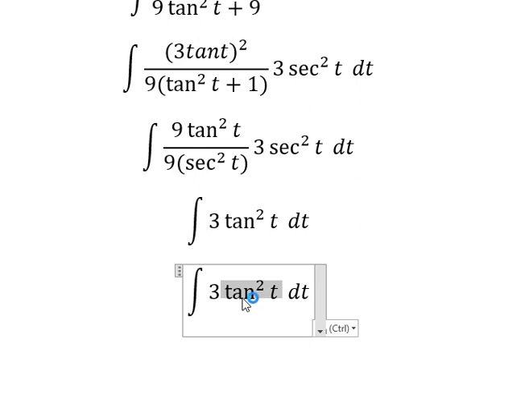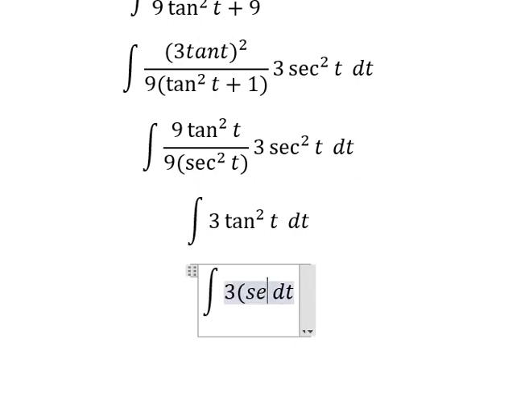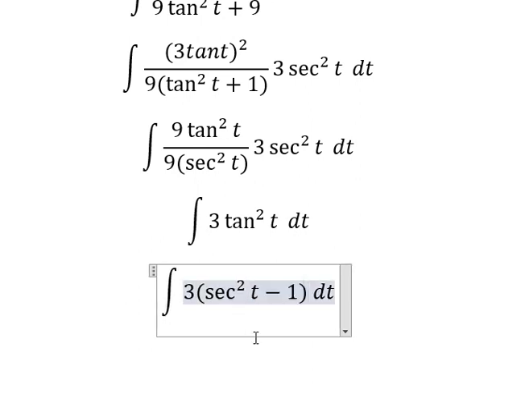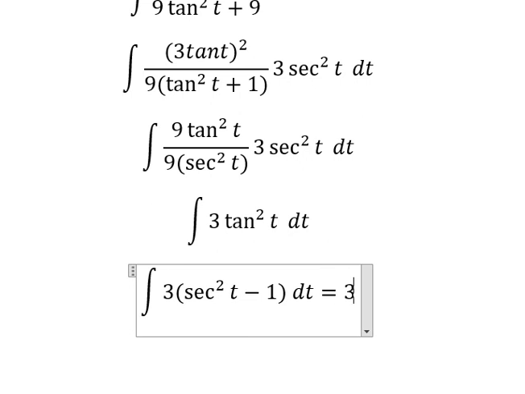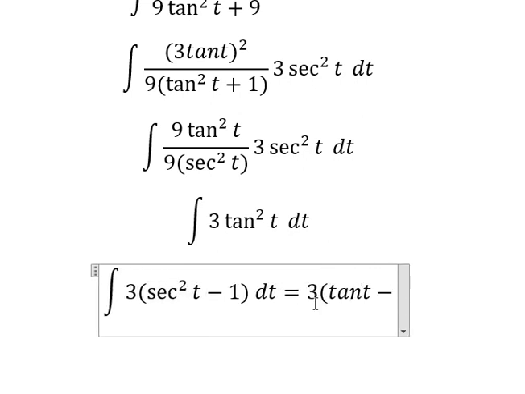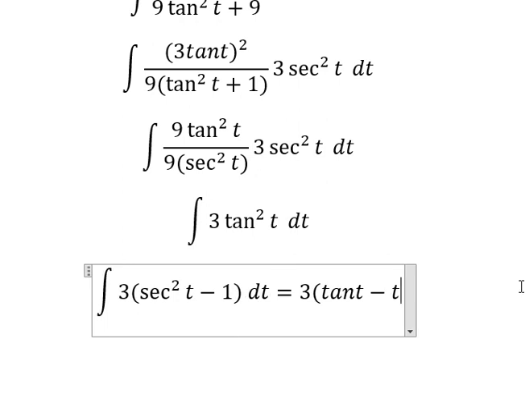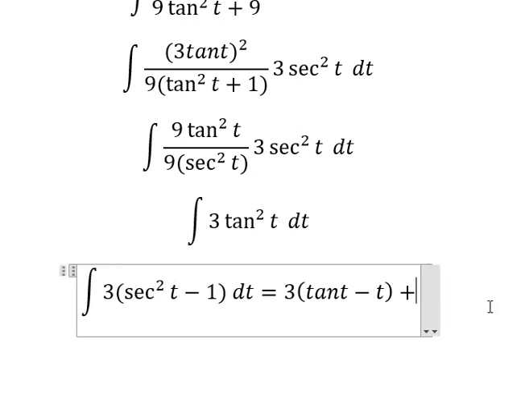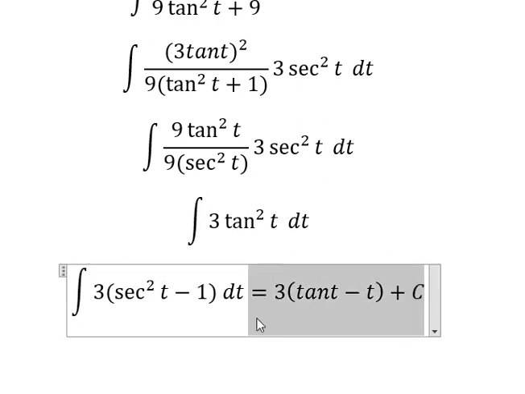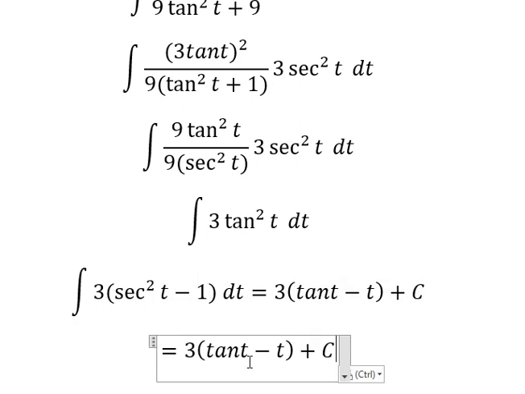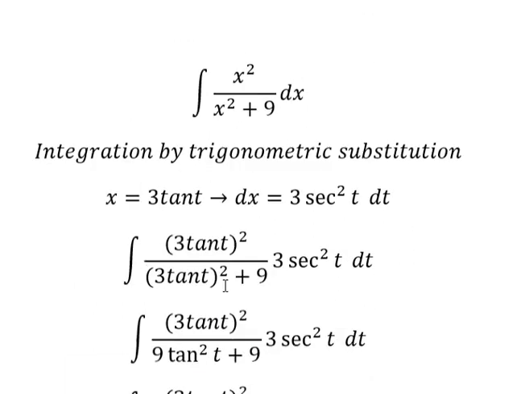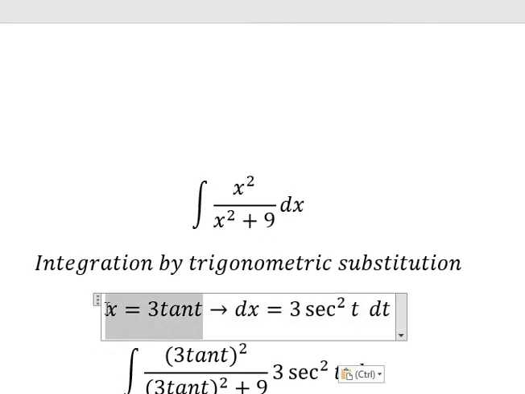So tan t squared we change by secant of t squared minus 1. The integration of this one, we have tan t, and 1 gives t, and I will put c. About t, that is about this one.